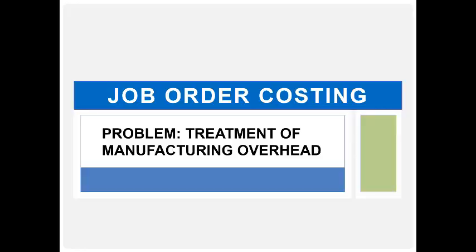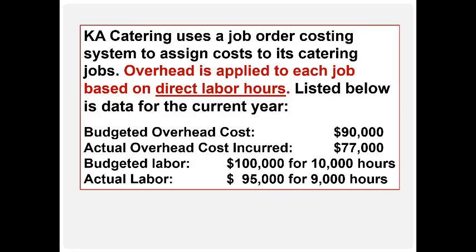In this problem, we'll take a look at the treatment of manufacturing overhead. KA Catering uses a job order costing system to assign costs to its catering jobs. Overhead is applied to each job based on direct labor hours. Listed below is data for the current year.